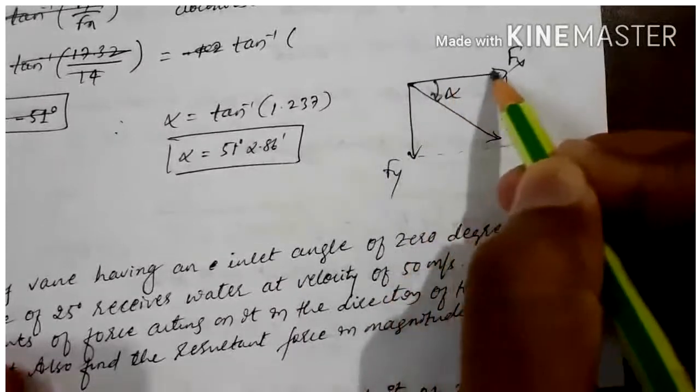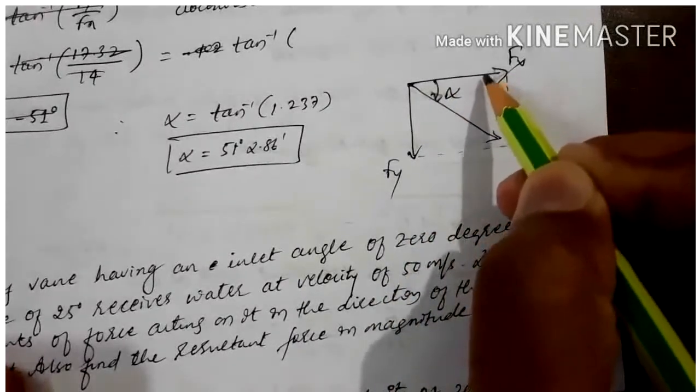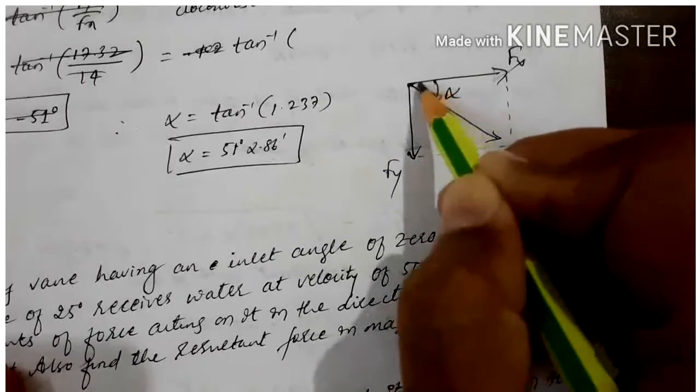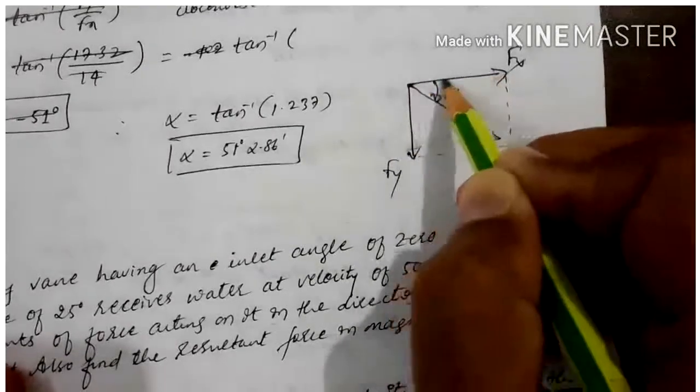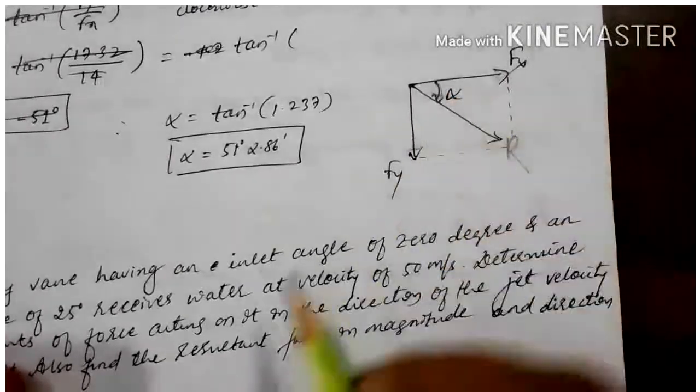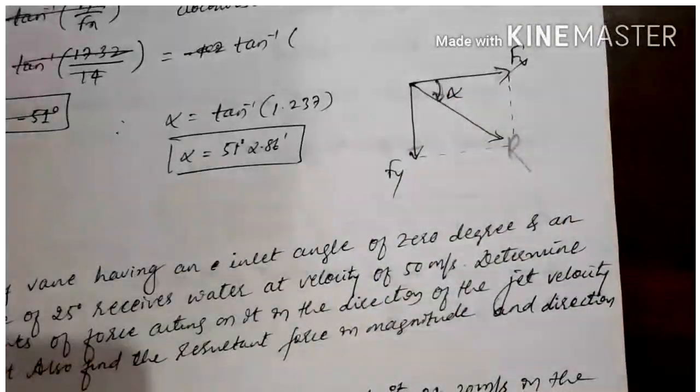Then Fx we have got as positive and Fy is negative. We have to draw the negative y direction, and Fx we have to draw in the positive x direction. Then this is the resultant. Okay, finally we have to draw this one. Then let us take one more example.